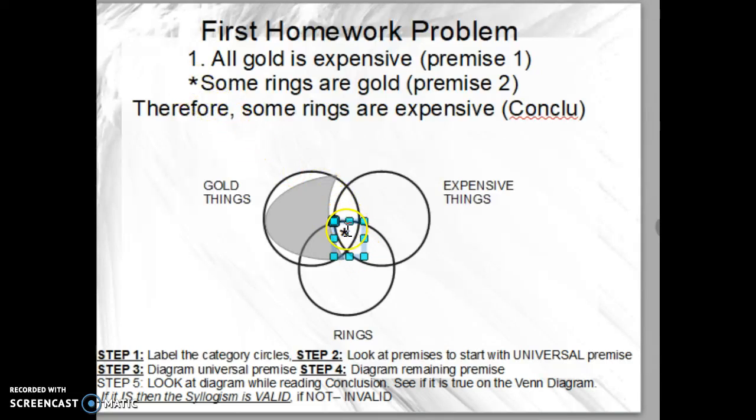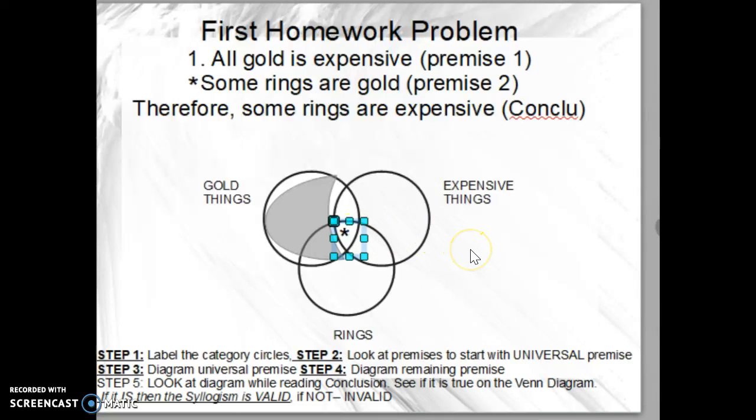That some means there's at least one. So the star reminds me that there's at least one. And it's rings are gold. So it's in the ring circle and it has to overlap with the gold circle. And it can't be where it's already shaded. So that's why it's important to do the universal one first, because it'll shade out some of the regions where there's nothing. And then you're left with this one.